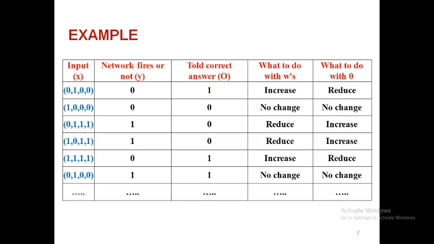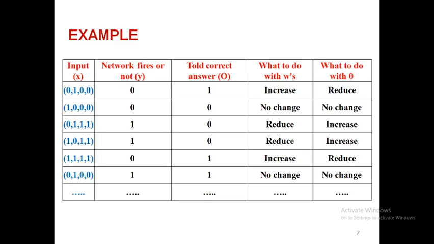But for the third set of inputs, 0 1 1 1, your network fires, that is y is equal to 1, but the correct answer is 0. Even though the output neuron gives y equal to 1, the right answer is 0. In that case, what do we need to do? Y should become 0. To make y equal to 0, what do we need to do? y is equal to summation wi xi.